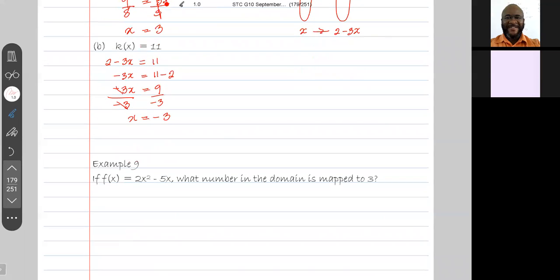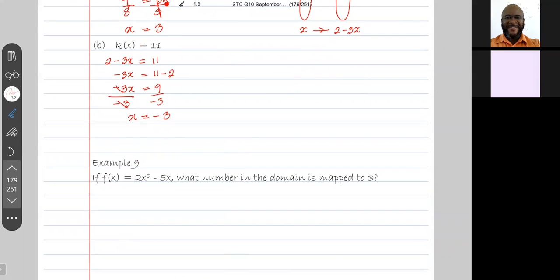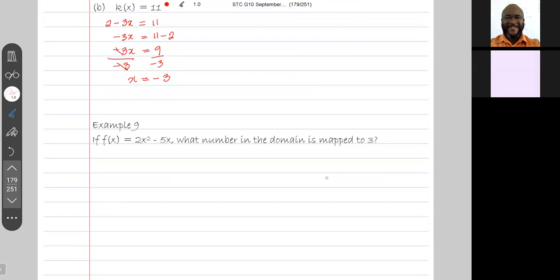Example 9 is asking if f of x is equal to 2x squared minus 5x, what number in the domain is mapped to 3 in the codomain? So it's a similar idea. They're asking what number over here is mapped to 3 over here. That's what they're asking. And x over here corresponds to 2x squared minus 5x over here.